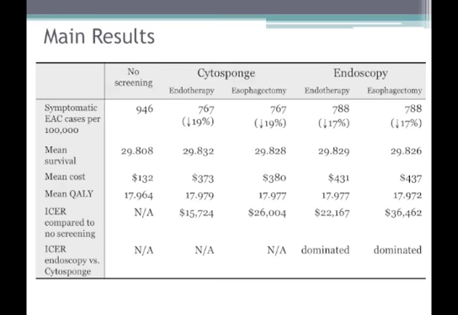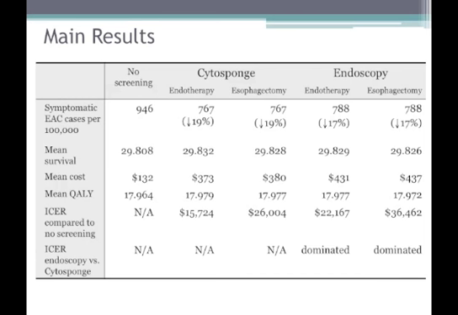The main outcomes of our model, presented in this table, are the number of symptomatic cases observed in a cohort of 100,000 people, the mean cost, and the mean quality per patient. The last two are used to calculate the incremental cost-effectiveness ratio, also called ICER. Under our assumptions of uptake of either screening intervention, which you should check in our main paper, Cytosponge will reduce the number of cancer cases by 19% and endoscopy by 17%.